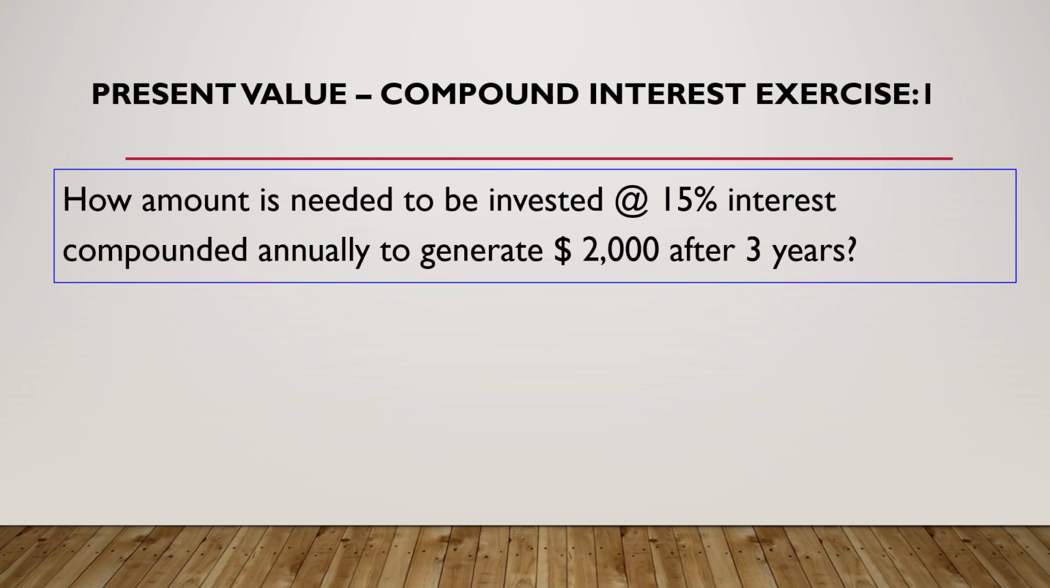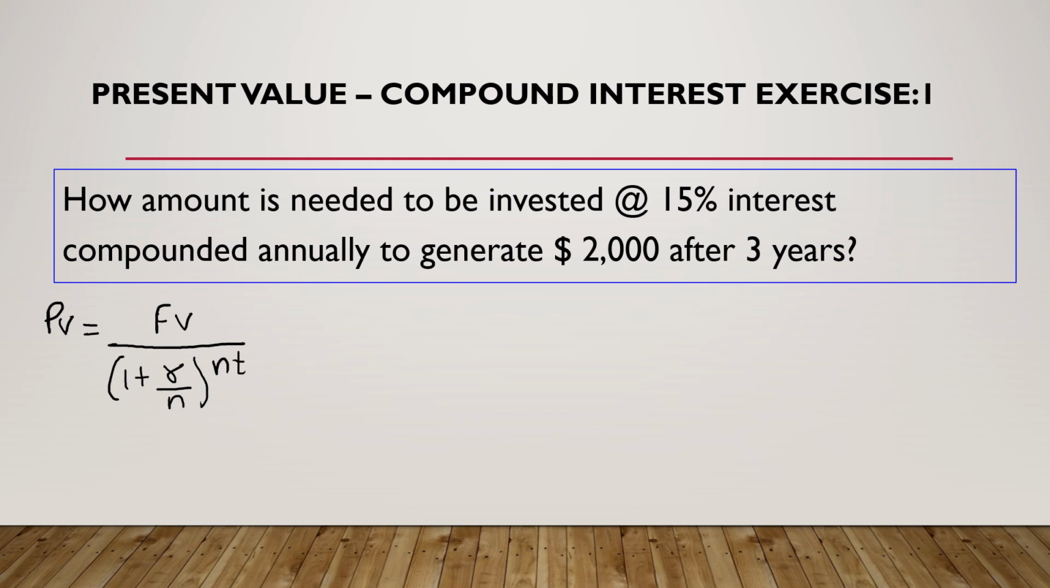Now for a better understanding, we will do a few exercises. So this is exercise 1. First we will read the question. How much amount is needed to be invested at 15% interest compounded annually to generate $2,000 after 3 years? So I told you, first thing, we have understood we need to find out the present value. So we will write the formula. Present value is equal to future value, now it is compound interest, divided by (1 plus r by n), bracket close, power of nt.